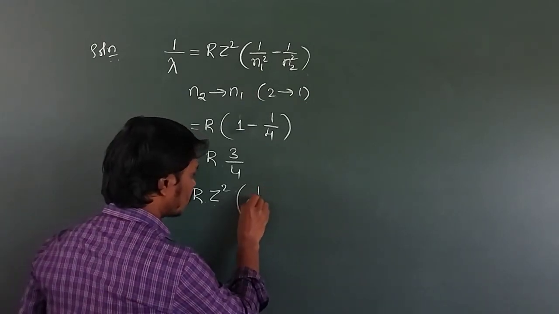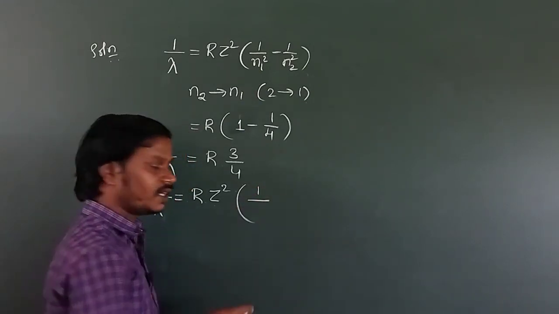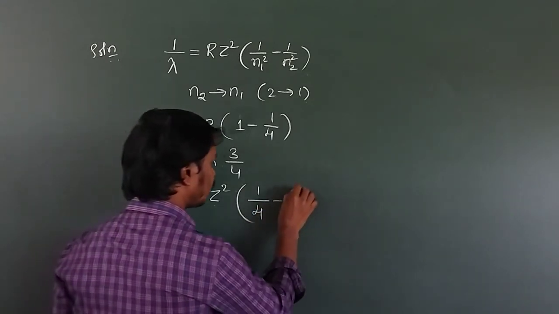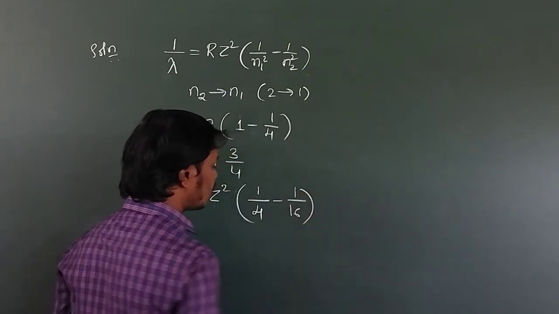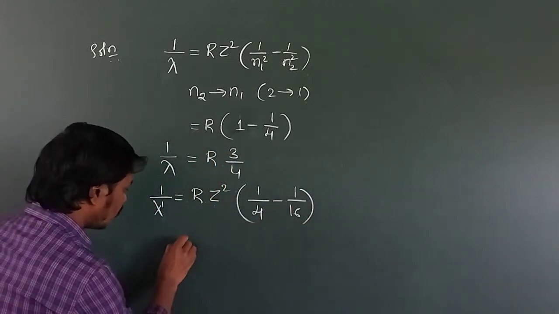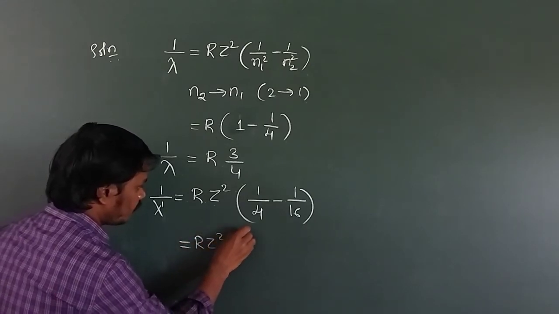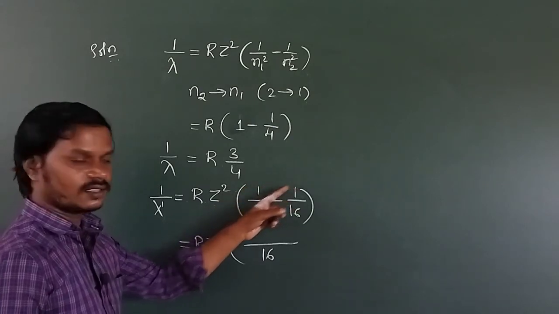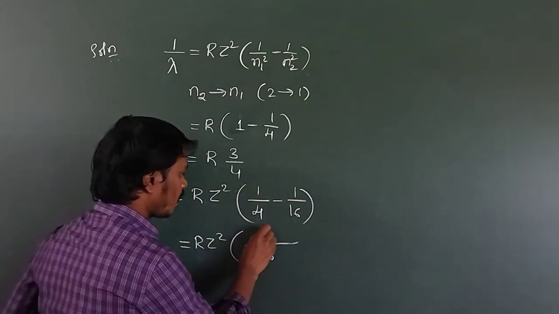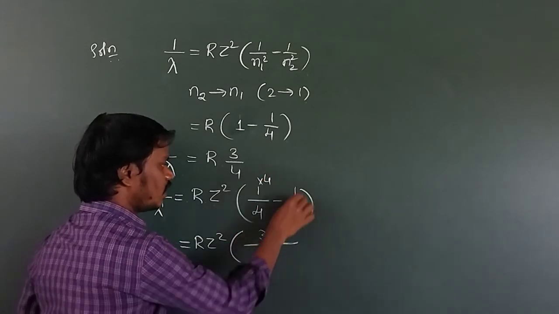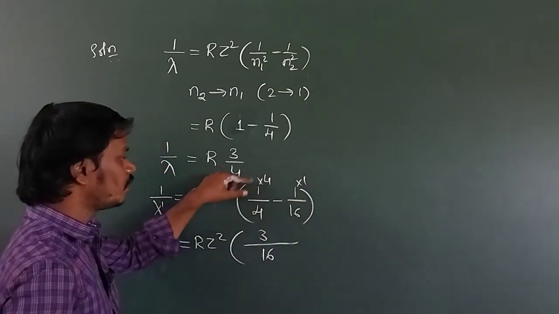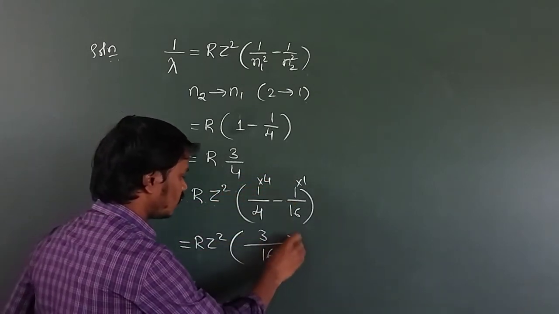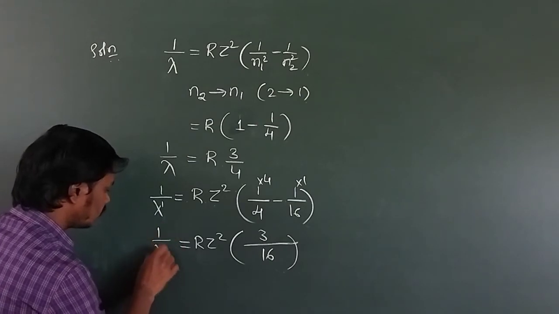Hence it can be written as 1 by lambda dash equals R Z square into (1 by 2 square minus 1 by 4 square), that is 16. So what is LCM here? LCM is 16. Now 4 4s are 16 and 16 1s are 16. Then 4 into 1, that is 4, and 1 into 1, that is 1. 4 minus 1, that is 3. So it is 3 by 16.